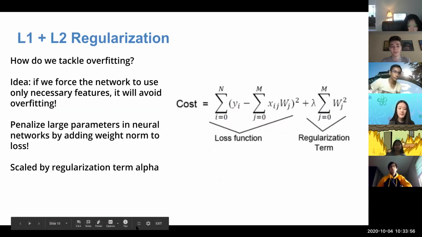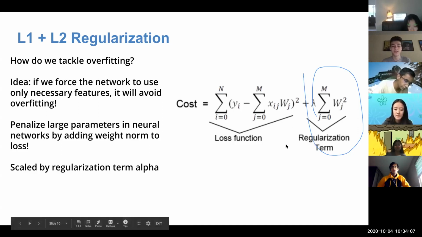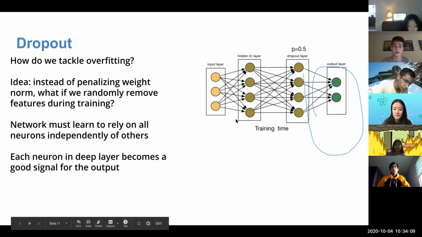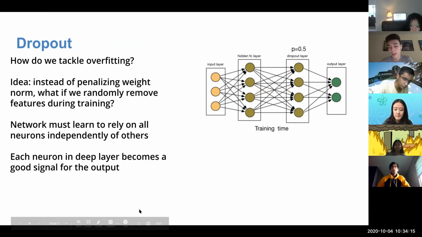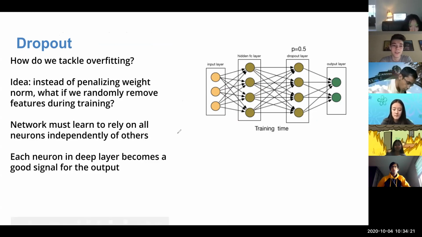So, we already saw one way of combating overfitting, which is adding this pretty tricky regularization term and changing the way you use gradient descent. Another way is, instead of penalizing weights, we just randomly remove features. This technique is called dropout.